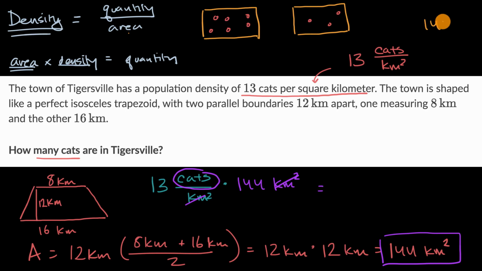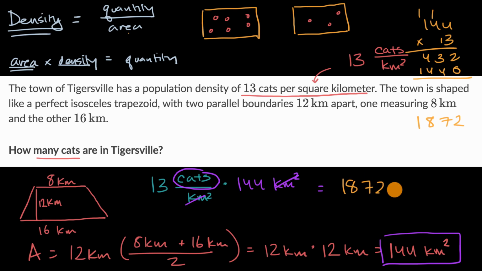So 144 times 13. 3 times 4 is 12. 3 times 4 is 12. That gives us 13. 3 times 100, 300 plus another 100 is 400. Now I'm just going to multiply 144 essentially by 10, which is just going to be 1440. And so if I add up all of that together, I'm going to jump down to here, I get 1872. So this is 1872 cats in total. And we are done.